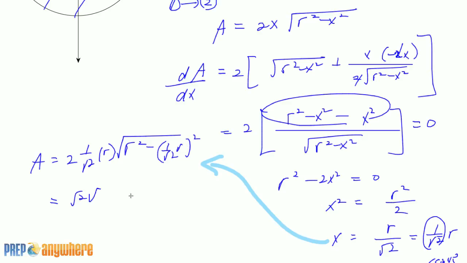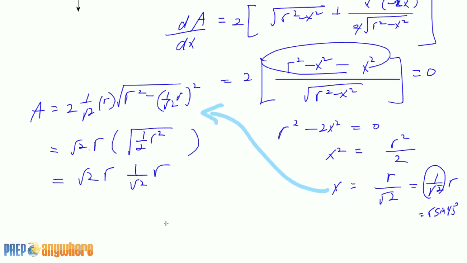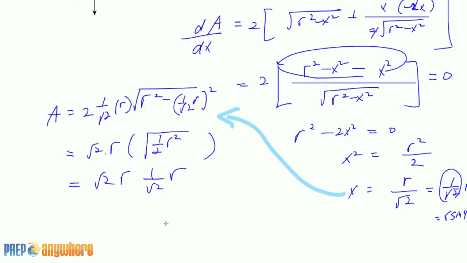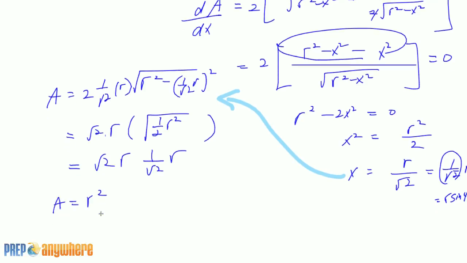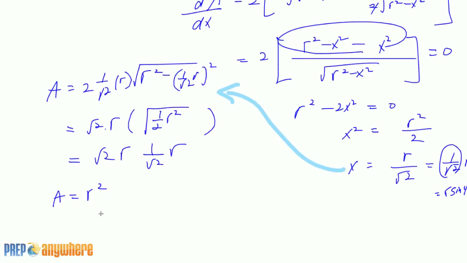So you get root 2 r, and you get exactly half of r squared. You get root 2 r times 1 over root 2 times r. So we get area equal to r squared. Okay, so it doesn't tell you whether this is a square or not just by looking at this, but it does give you a very nice answer.